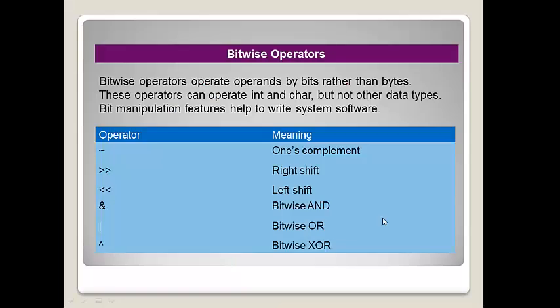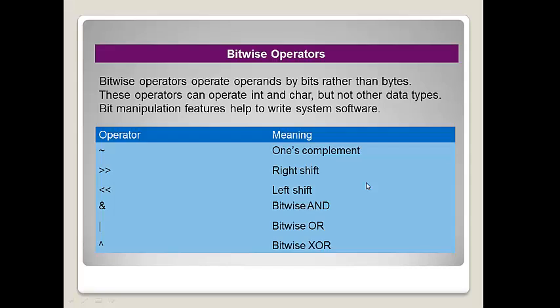Another one is the bitwise operator. Bitwise operators operate on operands by bits rather than bytes. In the previous operators, we operated on bytes, but bitwise operators operate on bits. That's why it is called a bitwise operator. These operators can operate on integer and character, but not other data types.